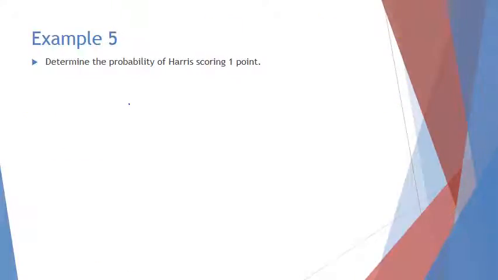C here says determine the probability of Harris scoring 1 point. Well, to score 1 point, Harris is going to have to, well, there's 2 different ways. He can have the red dice work out, but the green not, and then have the red not work out and the green. So there's 2 different ways. It's an or situation. So let me write this out. So it's cases.